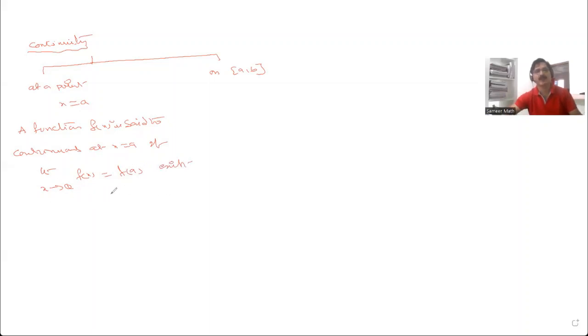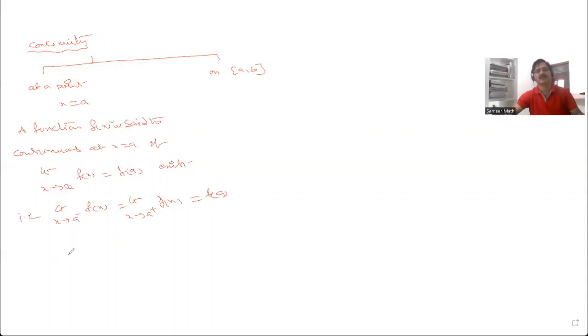There is one small hidden point. What is the meaning of exists? The moment you find the LHL, limit x tends to a minus of f of x, it should be a finite value, and limit x tends to a plus of f of x should also be a finite value, and these two should be equal, and equal to f of a. Then only you can say that it is continuous.